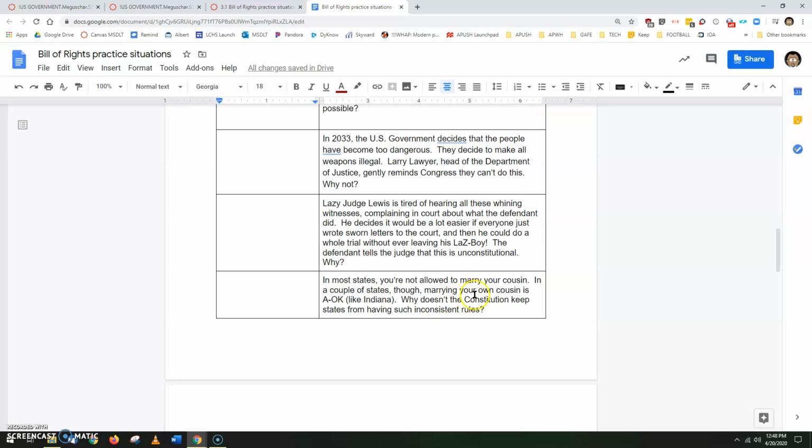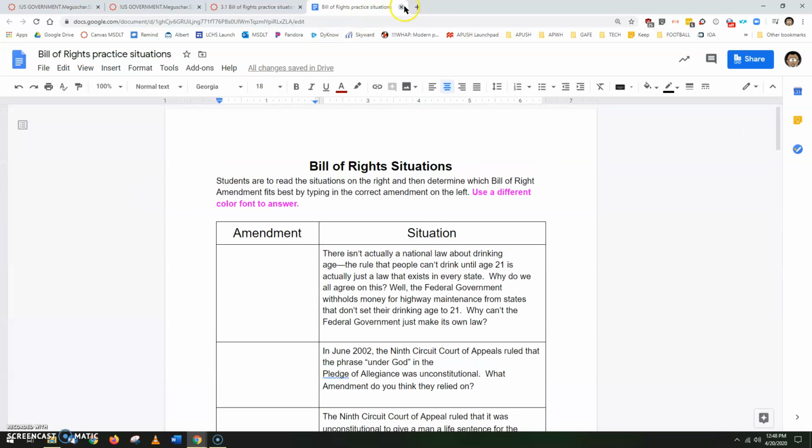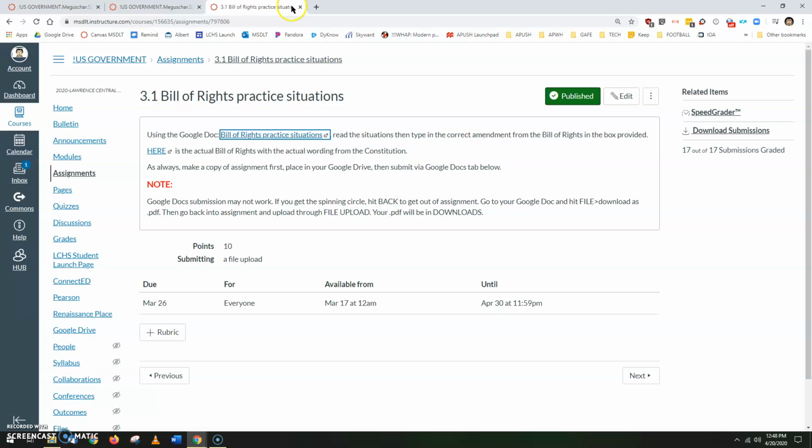Like in most states, you're not allowed to marry your cousin, which is true. Indiana does allow you to marry your cousin. Wow. First cousins, that is. What would that be? States have the power to determine qualifications for marriage, such as age, relationship, things like that. So whenever we're talking about licenses and certificates, that would be a 10th Amendment issue. Okay, states have that power. All right, so that's the Bill of Rights practice there.